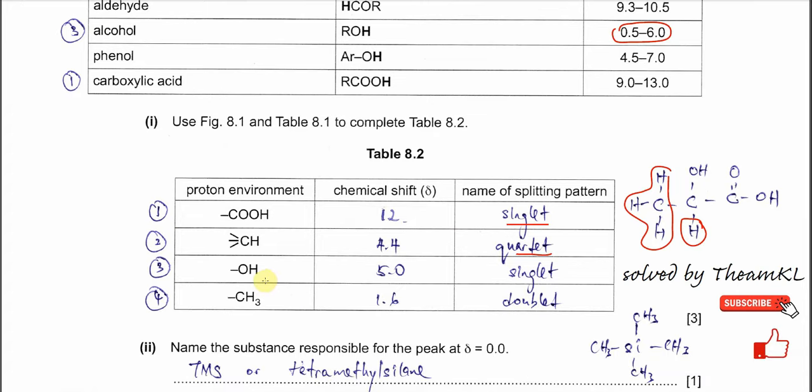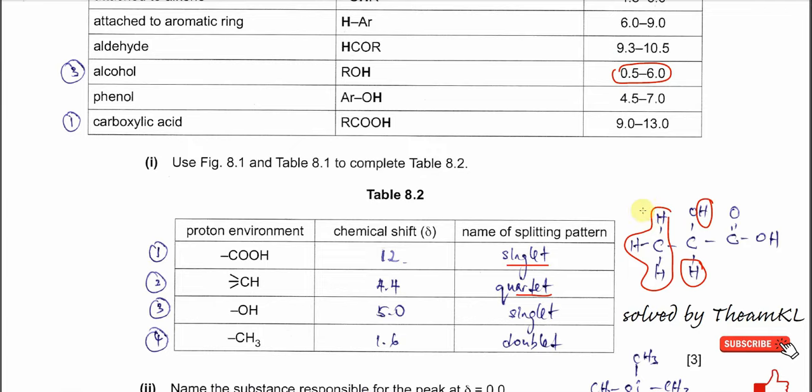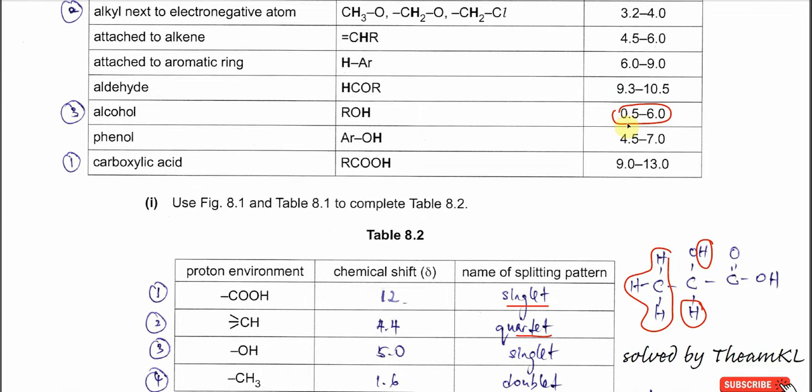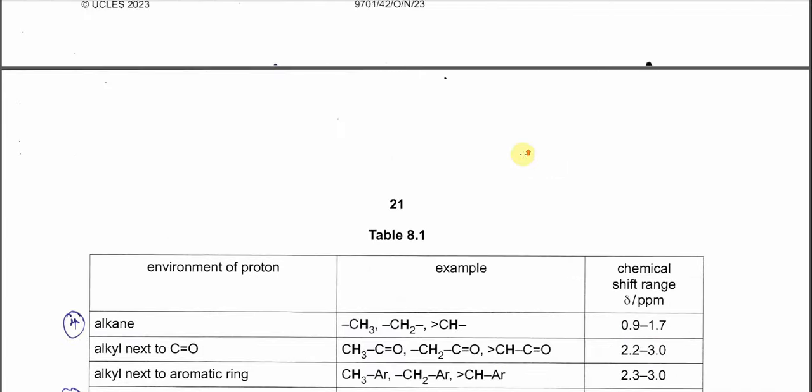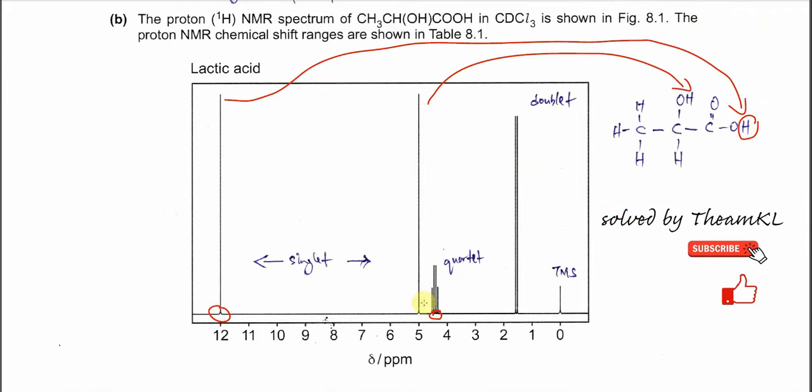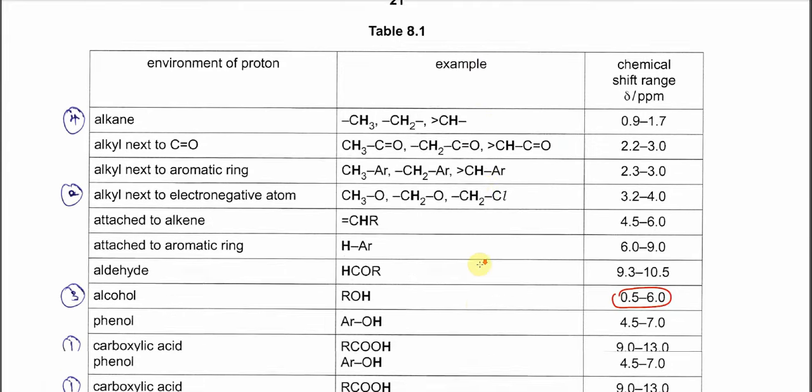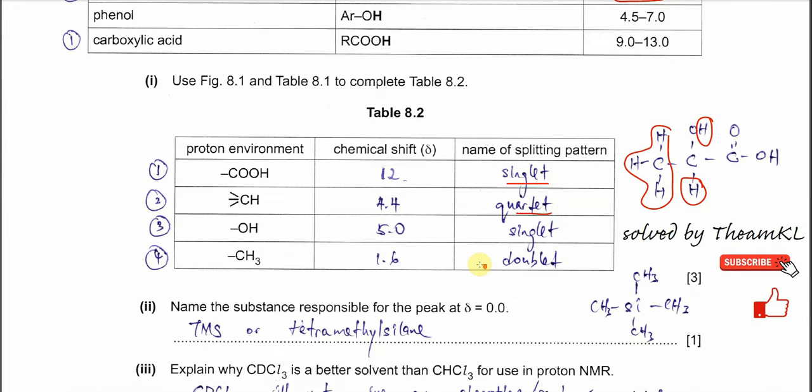For OH, it is a singlet, I told you already, this one. And this proton will be here, around 5 to 6, means it is this one. Again, it is this one, at 5 ppm, so this signal belongs to this proton, the OH. So you just put chemical shift is 5 and the splitting pattern is singlet.